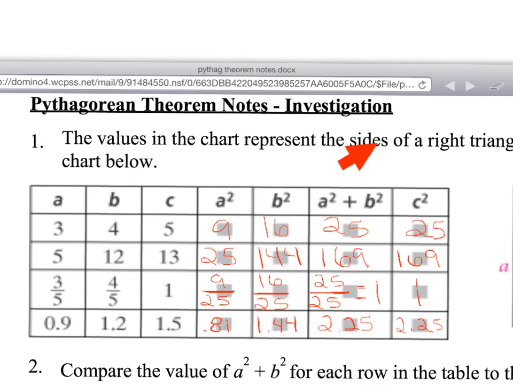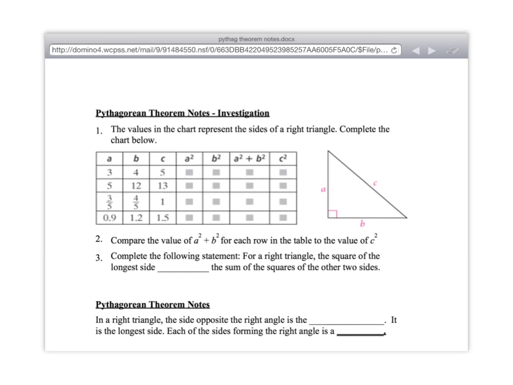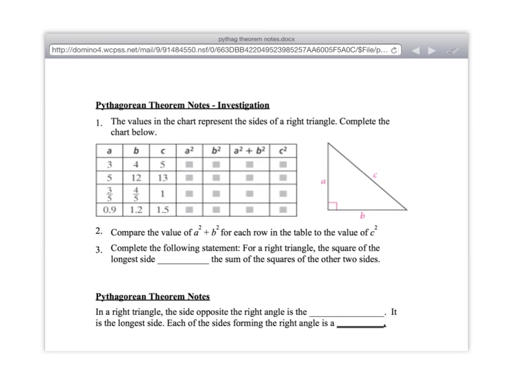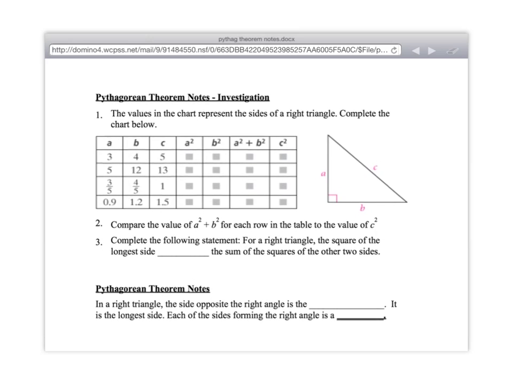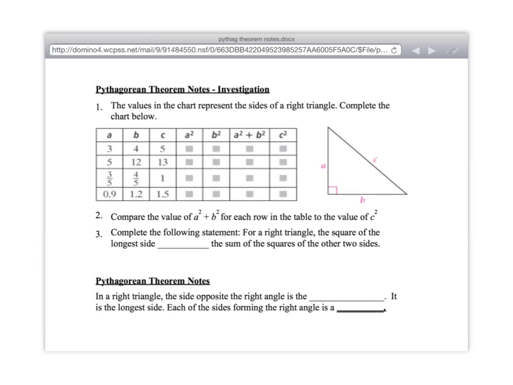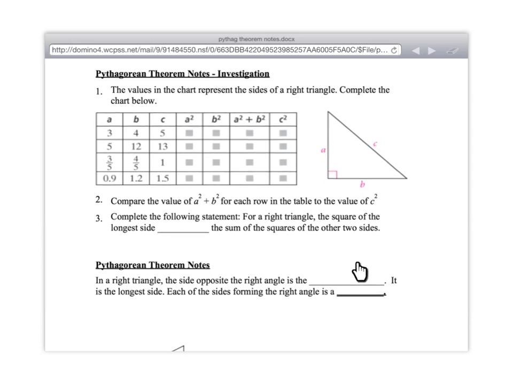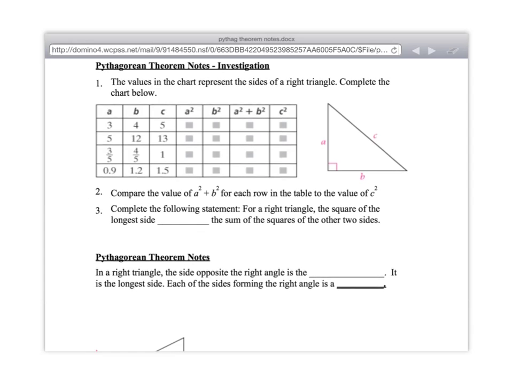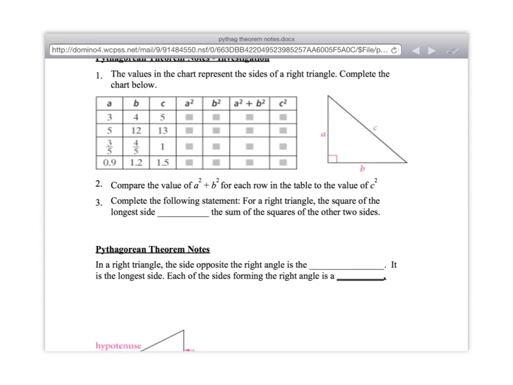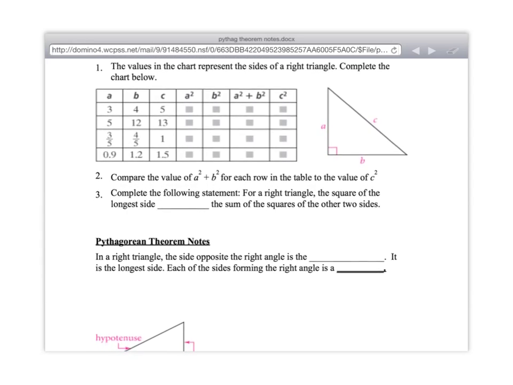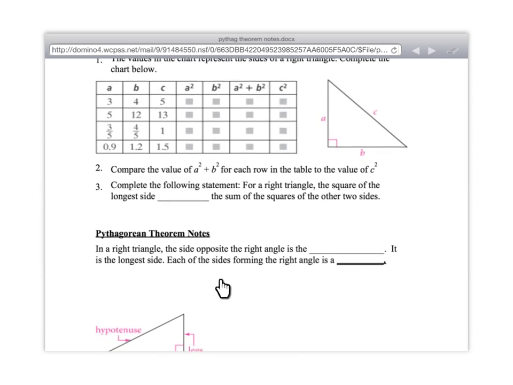Please make sure you have this chart written down and filled out completely. And that should go on page 18 of your interactive notebook. Now that you have your chart filled out, let's look at and compare the value of A squared plus B squared for each row in the table to the value of C squared. Once you've done that, I would like for you to write down and complete this statement here.